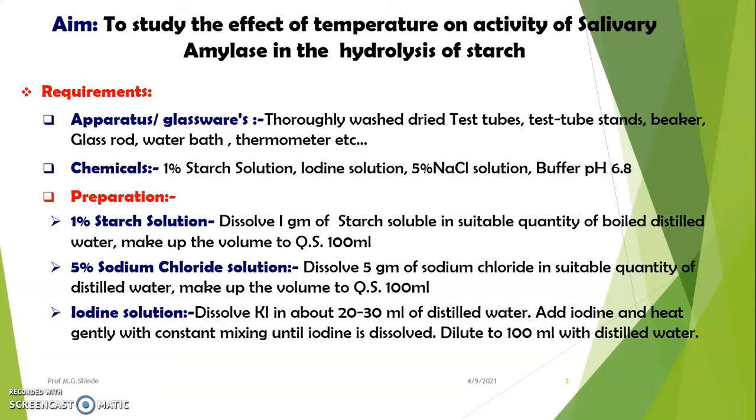For iodine solution, we have to dissolve potassium iodide in about 20 to 30 ml distilled water. Then we have to add granulated iodine and heat gently with constant mixing until the iodine is dissolved. Dilute to 100 ml with distilled water.